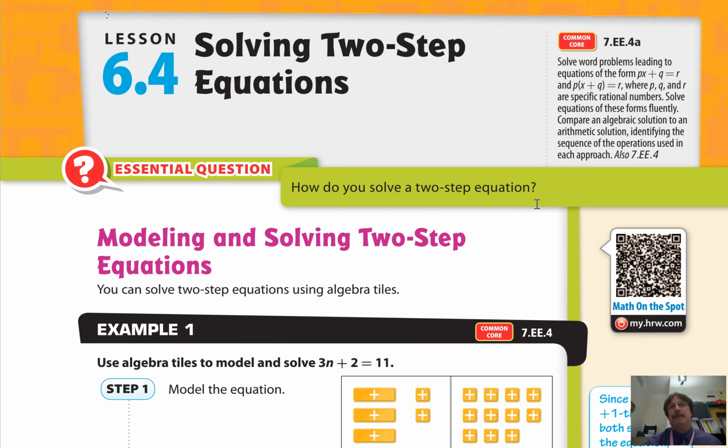So really it's the opposite of what you've learned for order of operations or PEMDAS. In PEMDAS you do parentheses, exponents, multiply, divide, add, subtract. So now what we're saying is we're going to go the opposite direction. You'll look for add and subtract first, then do multiply and divide.